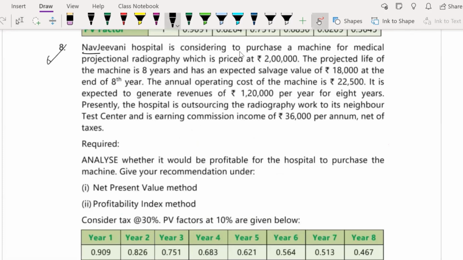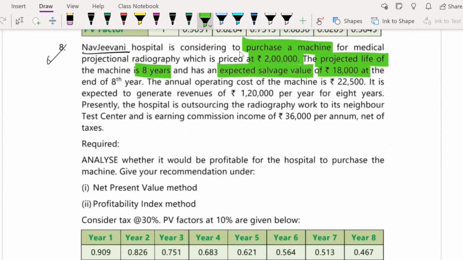Next question is: Navjeevani Hospital is considering purchasing a machine for medical projectional radiography, which is priced at 2 lakh rupees. Okay, 2 lakh rupees outflow. The projected life of the machine is 8 years and it has an expected salvage value of 18,000 at the end of the 8th year. The annual operating cost of the machine is 22,500. Every year running cost or maintenance cost, we can say. It is 22,500 you have to spend every year.